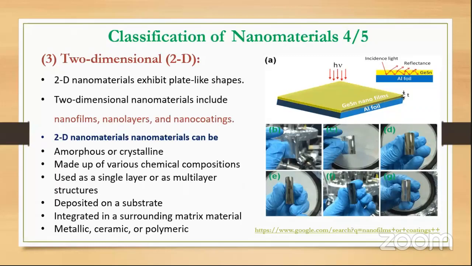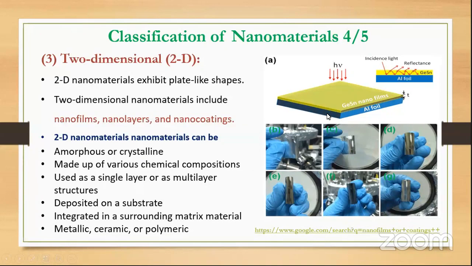The third category of materials is two-dimensional nanomaterials. The materials which exist in two dimensions are called two-dimensional nanomaterials. The best examples for this category are nanofilms, nanolayers, and nano coatings.